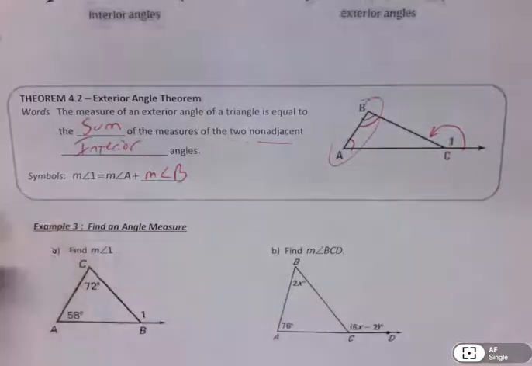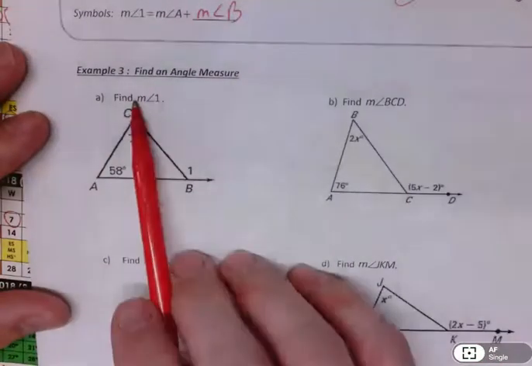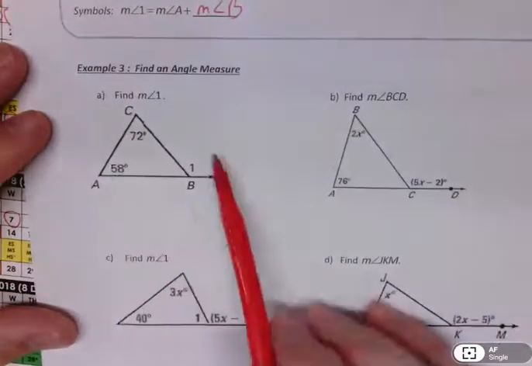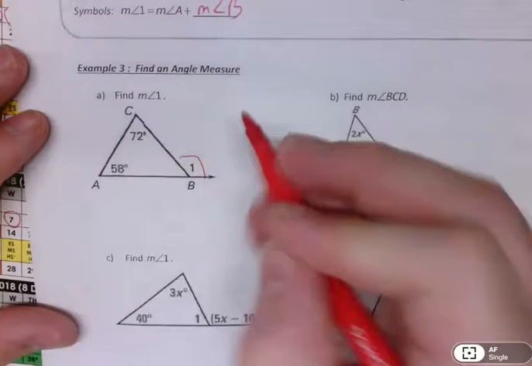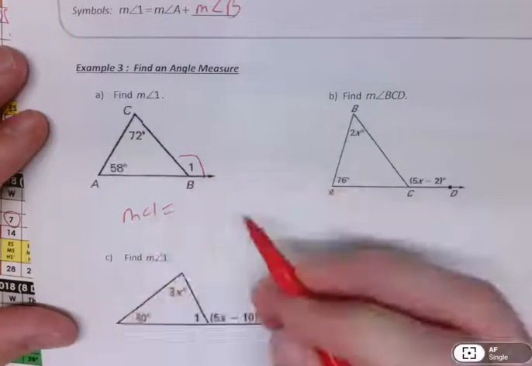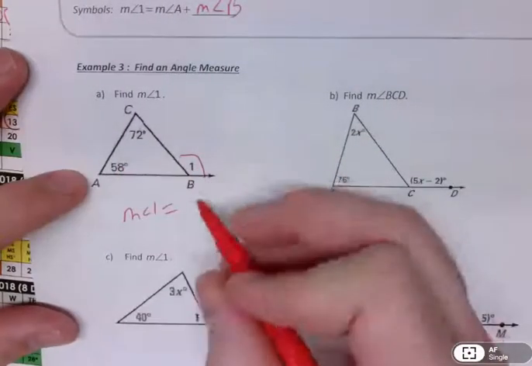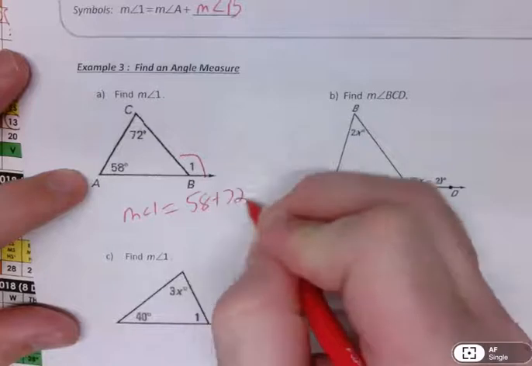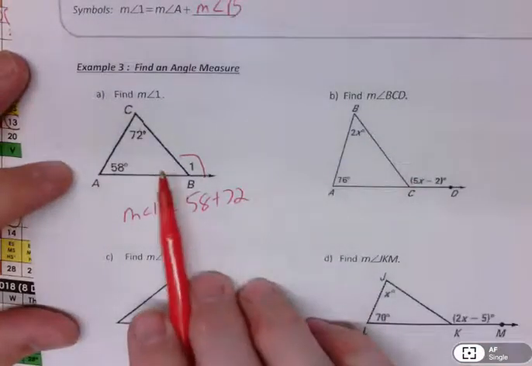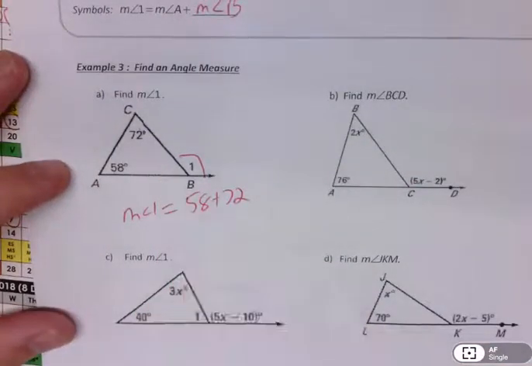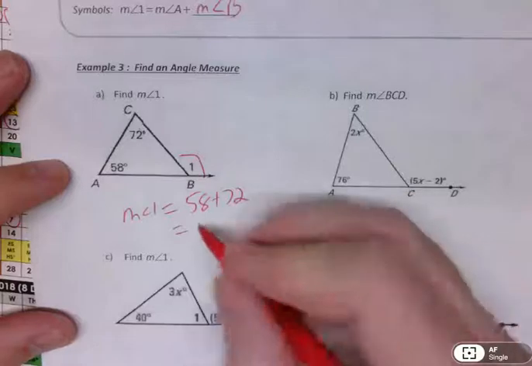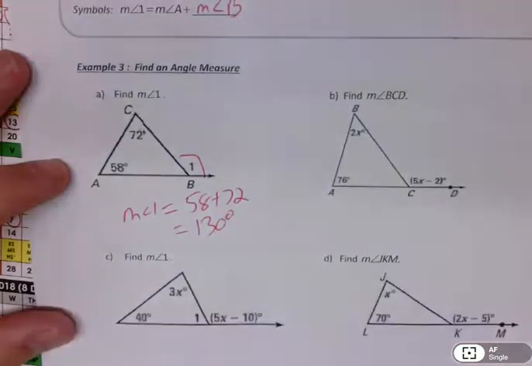Okay, so let's try that out. Find the measure of angle 1. All right, it's a perfect setup. Measure of angle 1 is definitely outside. So the measure of angle 1 equals the sum of those two, 58 plus 72. Notice I'm ignoring this one. I don't need this one. All right, so the measure of angle 1 is 130 degrees, and that's it.